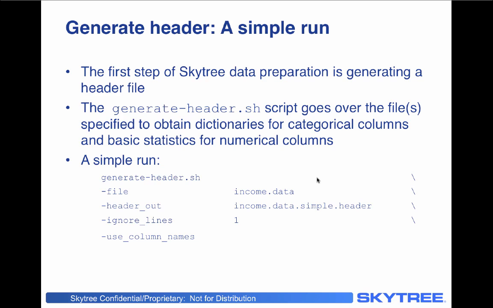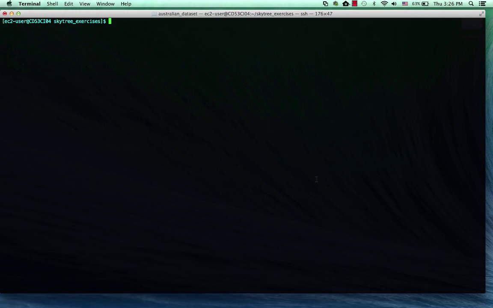Let's do a simple run to generate a header. We will specify the input file as income.data. We will specify the header file that we're going to write out as income.data.simple.header. So this is a simple header file. And we will tell Skytree to ignore the first line because that is just the column names. It's not a data line. We will also tell Skytree that that is the line that has the column names by using the use column names option. So let's run this simple header generation.